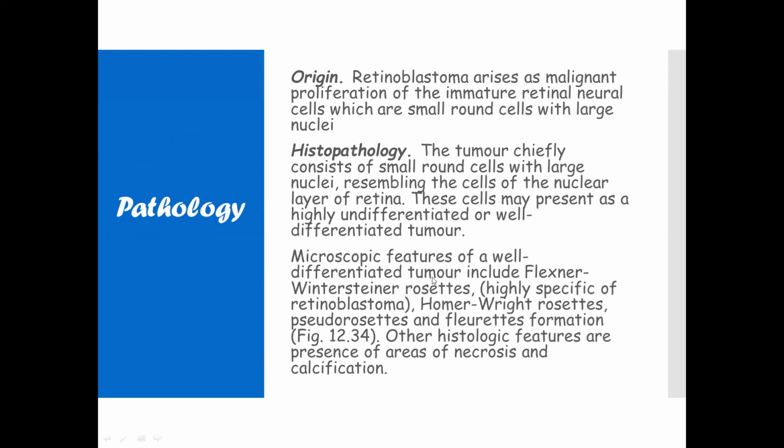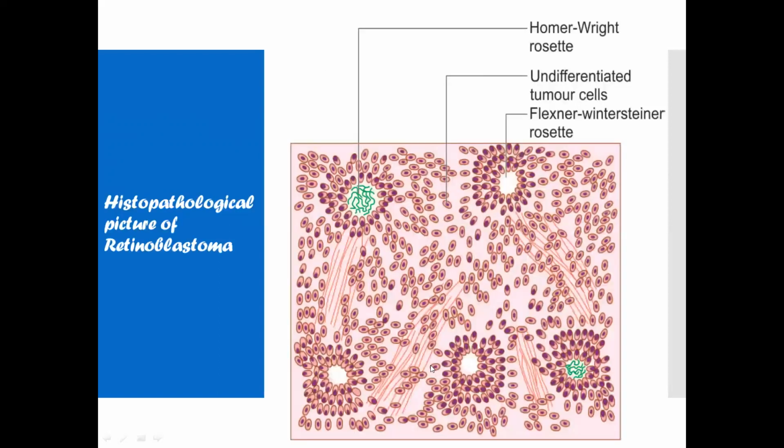Microscopic features of a well-differentiated tumor include Flexner-Wintersteiner rosettes. These are highly specific for retinoblastoma. Other findings we have are Homer Wright rosettes, pseudorosettes, and fleurette formation. Other histologic features are the presence of areas of necrosis and calcification.